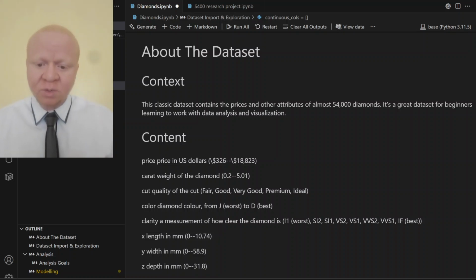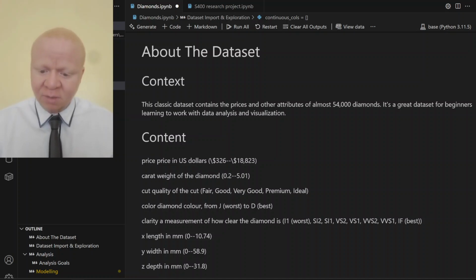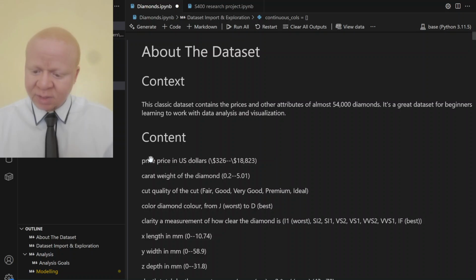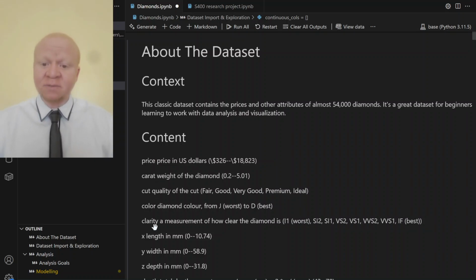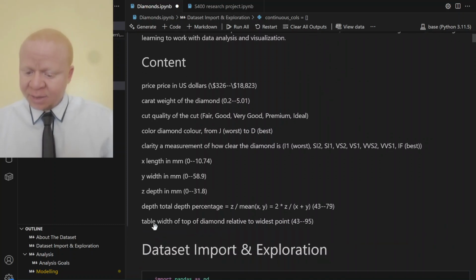Alright, let's get down to it. So the dataset we'll be looking at today is the dataset about diamonds. I got it from Kaggle, and this dataset contains data such as the price of the diamond, the carats, the cuts, the color, as well as the clarity of the diamond, and other metrics and measures.